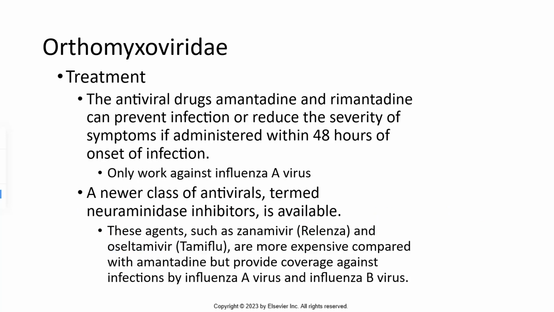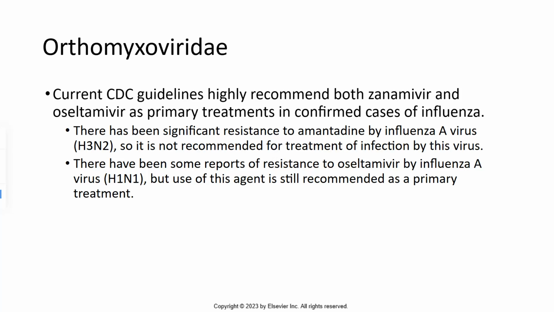Treatment: there's antiviral drugs, amantadine, rimantadine, that are available. There's a newer class of antivirals termed neuraminidase inhibitors, so Relenza and Tamiflu are ones. The key here is you have to treat within the first 2 days of symptom onset, because after that the virus is on its downward spiral and probably going to go away on its own. Current CDC guidelines highly recommend both zanamivir and oseltamivir as primary treatments in confirmed cases of influenza.